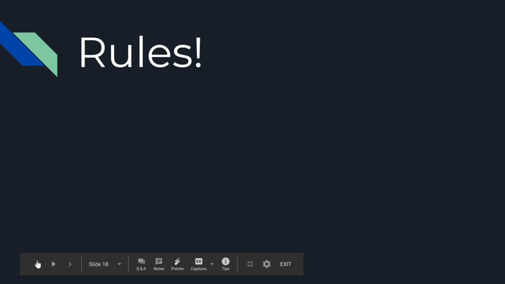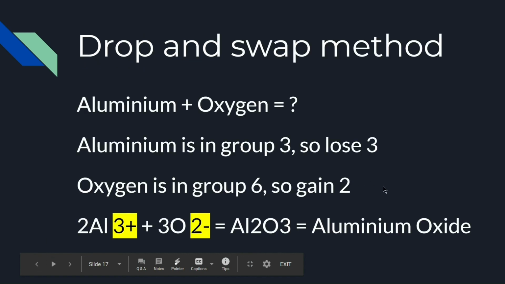If we were to look at the previous example of Al2O3, we see that 2 times 3 plus is 6 plus. So aluminium has a 6 plus charge, and 2 minus times 3 is a 6 minus. So 6 plus and 6 minus, we have 0. So the overall charge is actually 0.